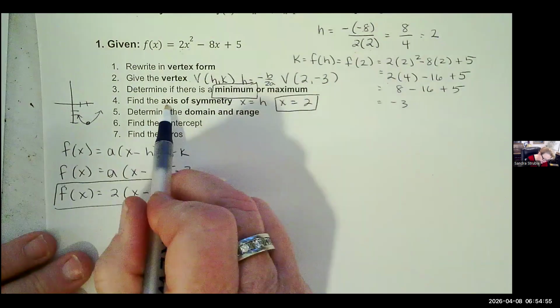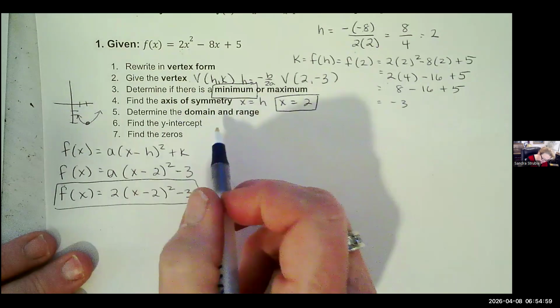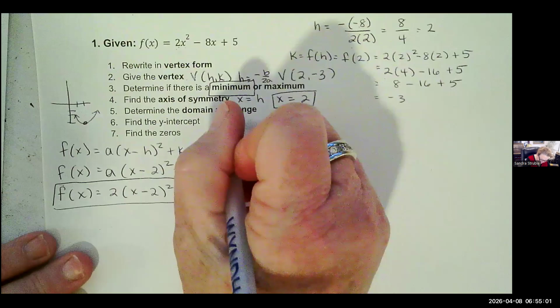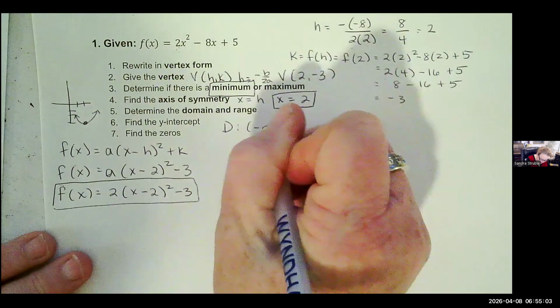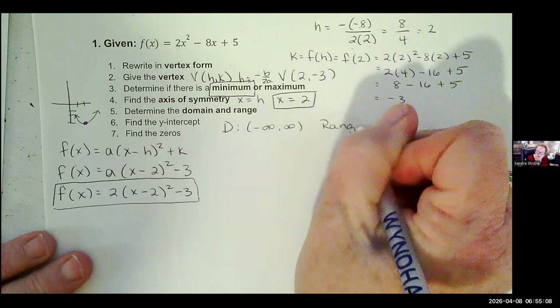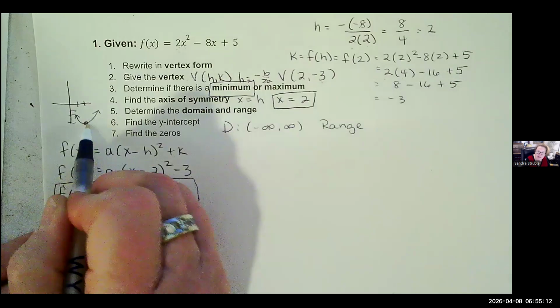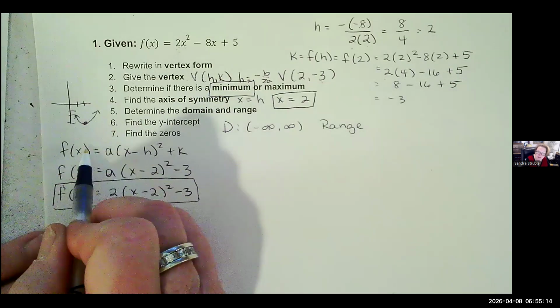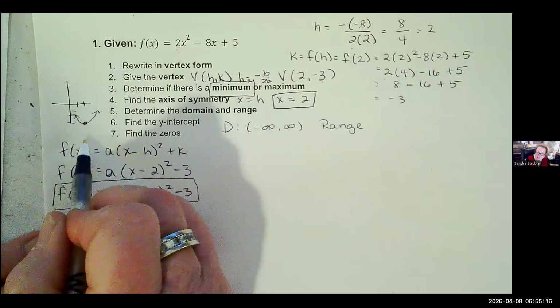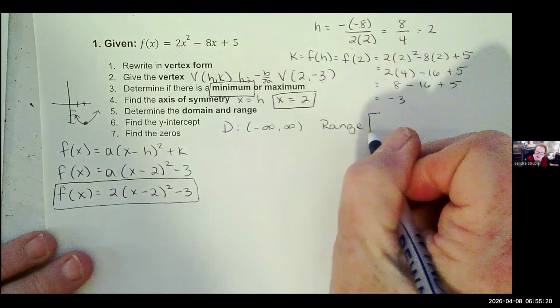Domain and range. Domain for any quadratic is always the same, negative infinity to infinity. And the range strictly has to do with the k value and whether it's a min or a max. Because it's a min, remember, range is from the lowest to the highest. So coming up from the bottom, we start at negative 3, it's included, and it goes toward positive infinity because it keeps going on and on.